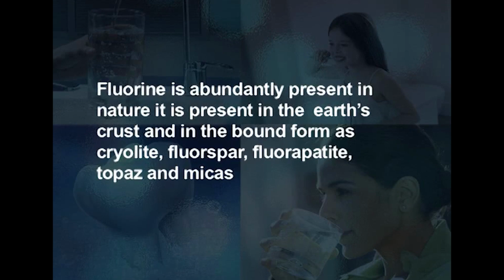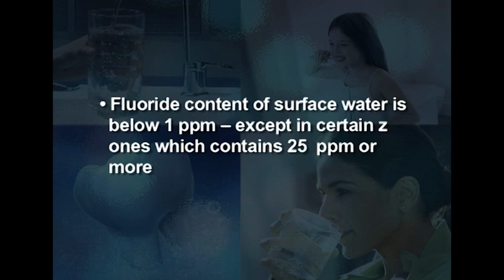It is present in the earth's crust and in the bound form: cryolite, fluorspar, fluoroapatite, topaz and micas. Fluoride content of surface water is below 1 parts per million, which is often abbreviated as ppm, except in certain zones which contain 25 ppm or more.